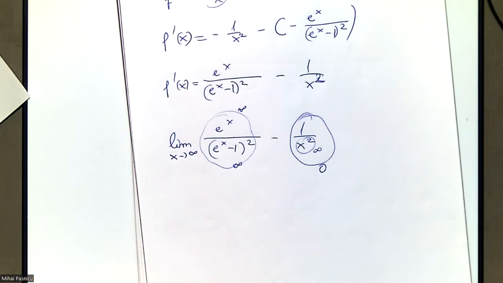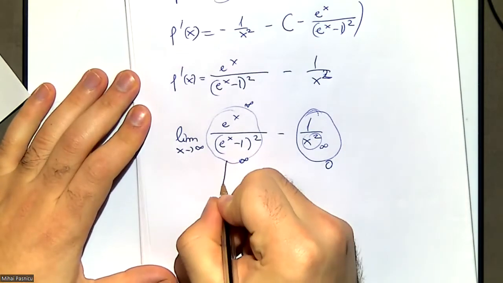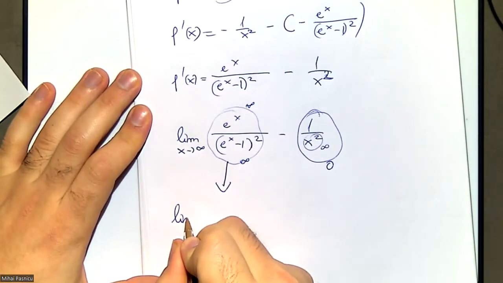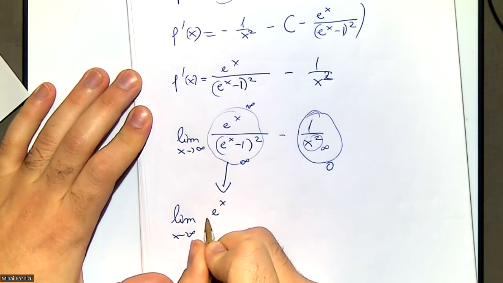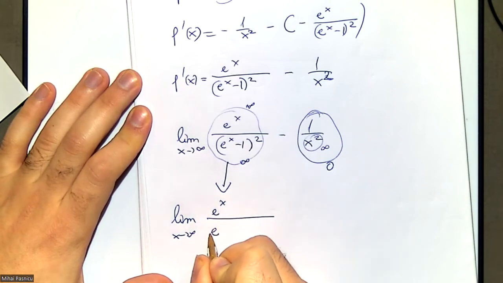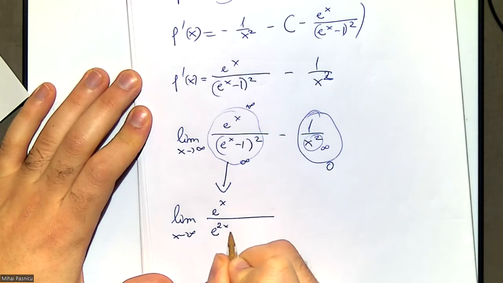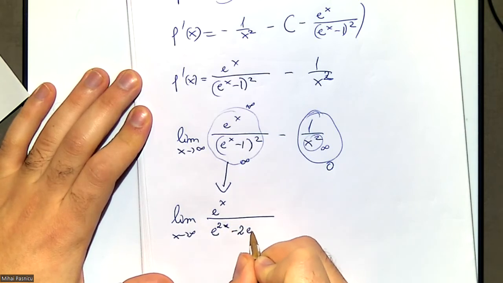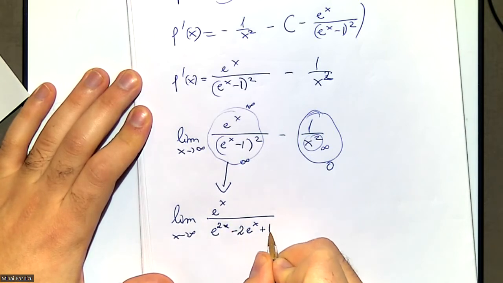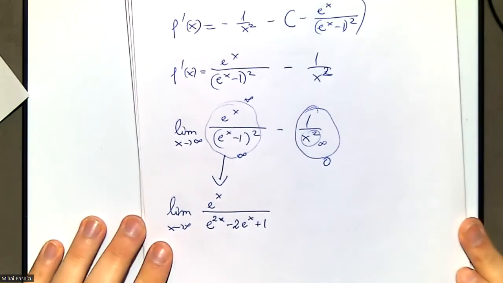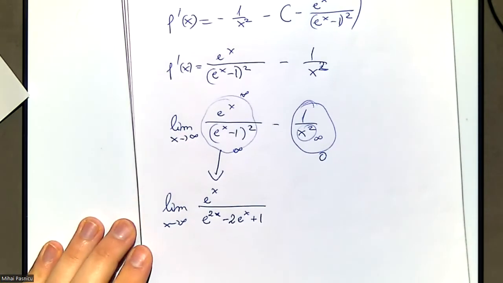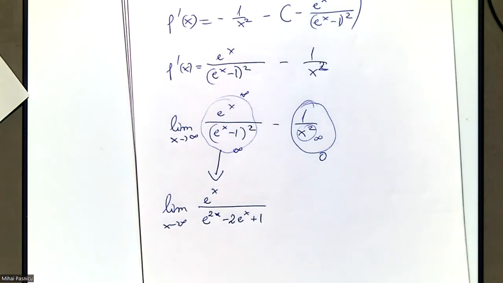So again, what do we do in this case? We take this thing out and we evaluate it separately. Limit as x goes to infinity of e^x over e^(2x) minus 2e^x plus 1. Okay, you look at it, and here is a point, like the reason I didn't expect this to be honest, but now it makes sense.